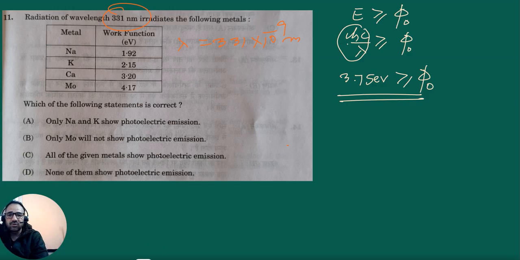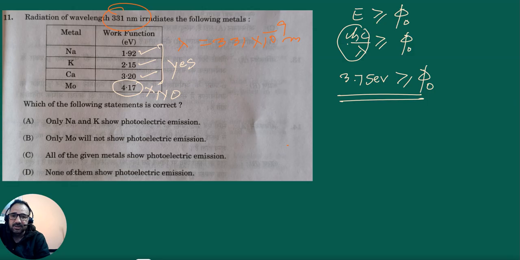When you see the sodium here, it is 1.9, 1.92, 2.15, 3.2, and 4.17. Only this last element has more work function than the energy striking on the metal. It means it is not possible to emit the electron in this metal. But in the rest of the three, it is possible. So this is yes and this is no. But you have to check the data.